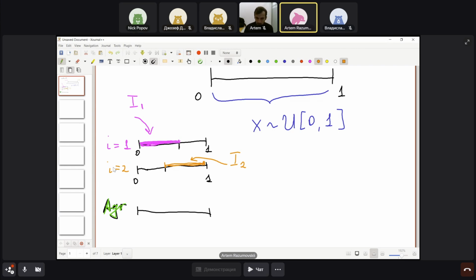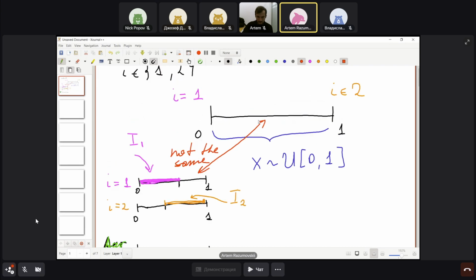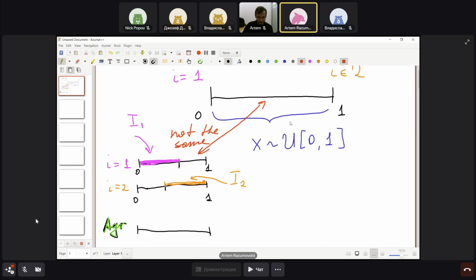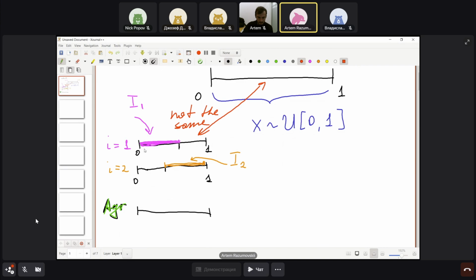Okay. One important remark: this interval 0, 1 and this interval 0, 1 are not the same. This interval 0, 1 is how your consumers like agencies. And this interval 0, 1 is which quality the agencies decided to produce. Is it clear?